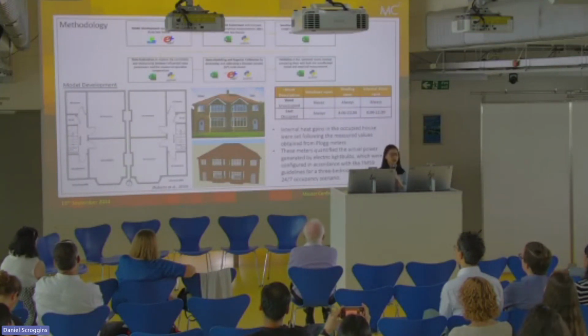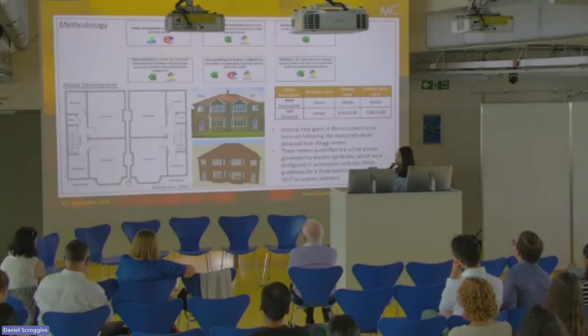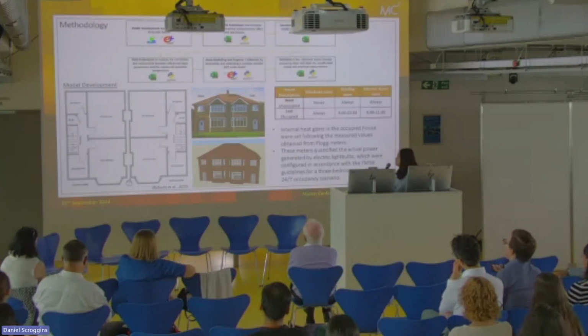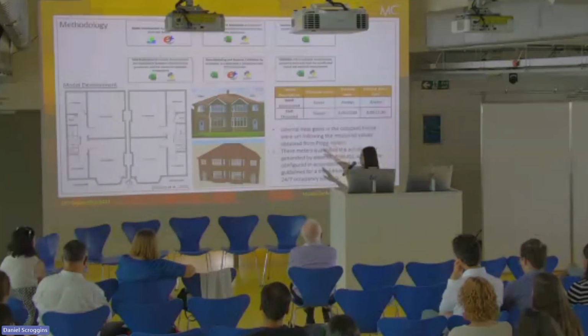Let's start with the first one, the model development. The case study in this study is a semi-detached house, for which secondary data was used from an open data access. The house on the left-hand side, the west house, is unoccupied, and the east house on the right-hand side is synthetically occupied.